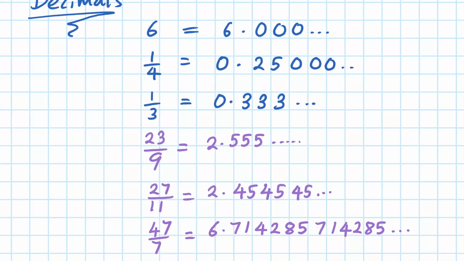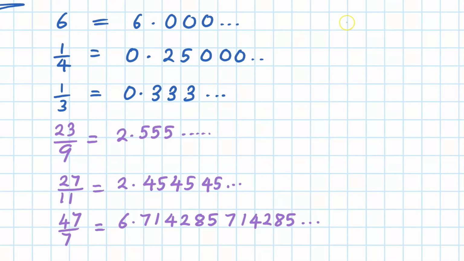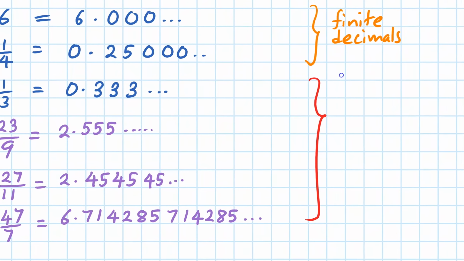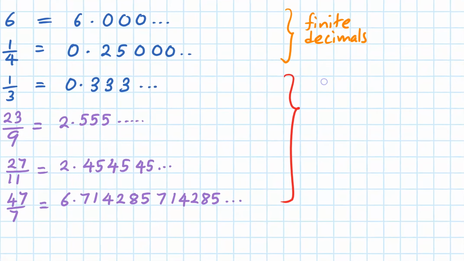What is the difference between these decimals? The one that I'm going to consider here on the top, the first two, and then the last four. What is the difference? Well, this is ending with 0. 0 is repeating. Therefore, we call these ones finite decimals, or we call them terminating decimals.